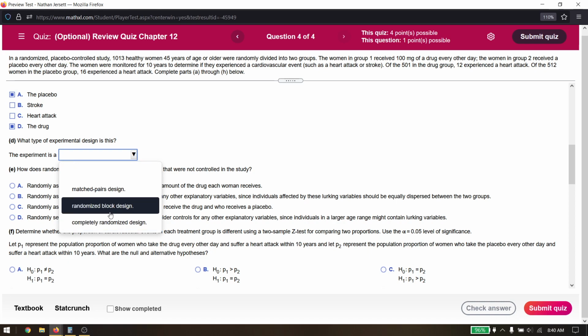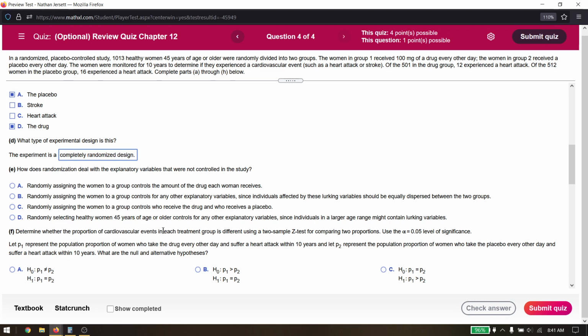It's not randomized block design, because block design is like surveying or doing a census on a population in a community. You look at the different blocks in different parts of a city, for instance. The people aren't technically independent because they're all living within the same block, but you randomly choose different blocks to test. And of course, here we just have a random group of women. That's why it's completely randomized design.